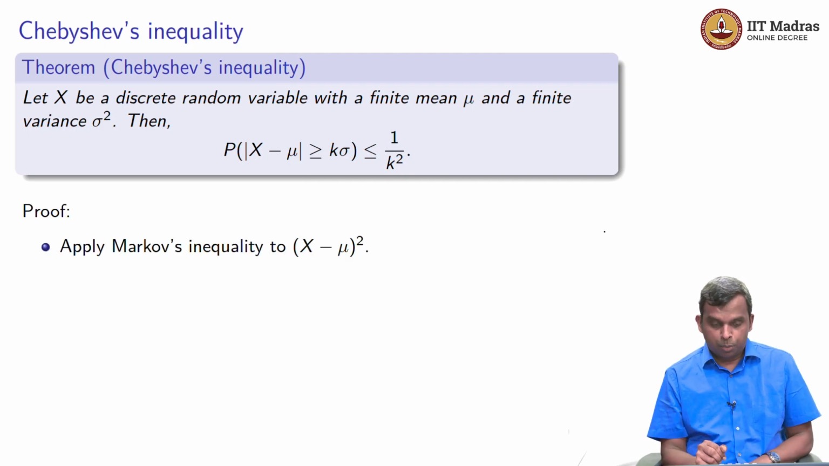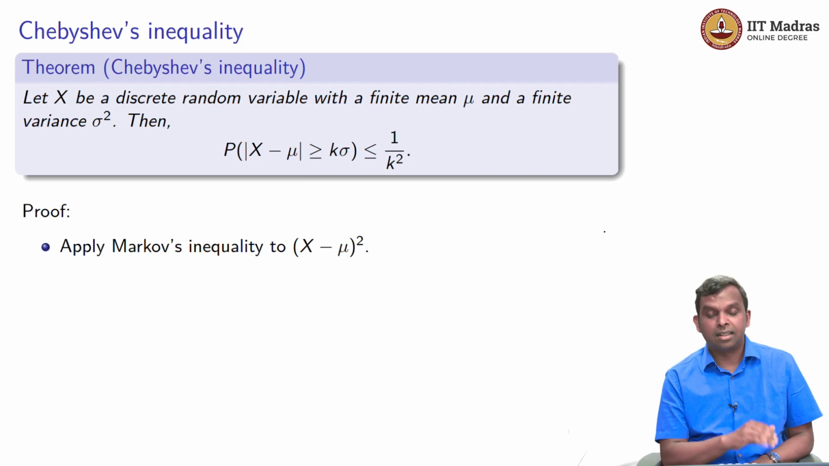The proof is just using Markov's inequality. That's why Markov's inequality is powerful. You apply it to (X minus mu) whole squared and you will get this. I'm not going to go into the detail, but using this inequality is what's important.